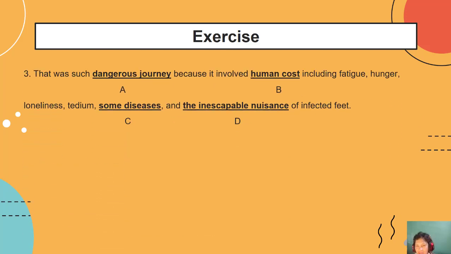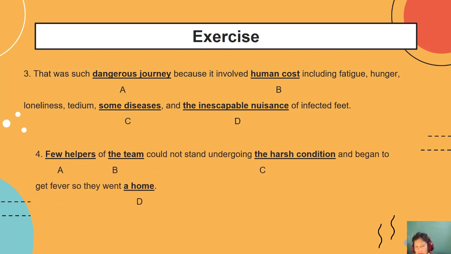The next. That was such dangerous journey because it involved human costs including fatigue, hunger, loneliness, tedium, some diseases, and the inescapable nuisance of infected feet. Which one? Okay. Dangerous journey. This is the same as the exclamation that I have given as the example before. Such a dangerous journey. So we need a.